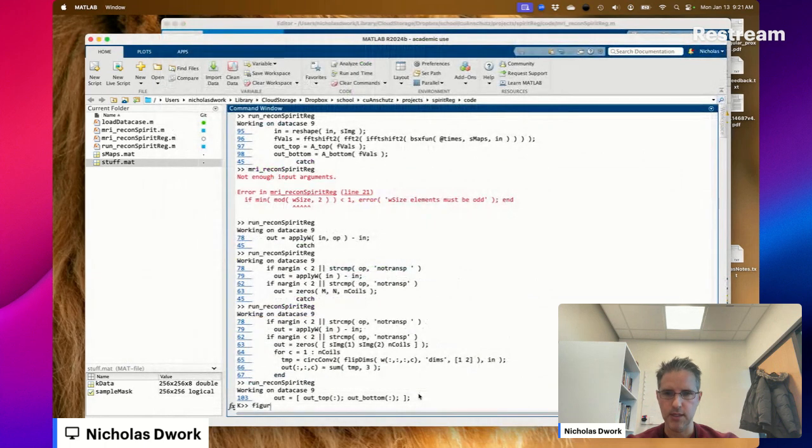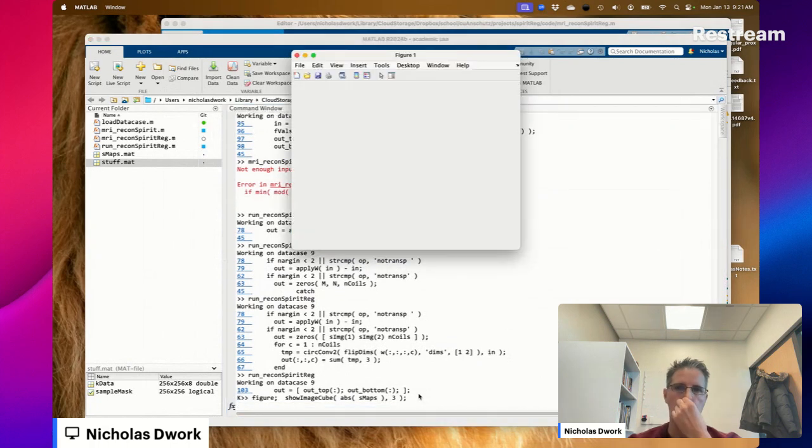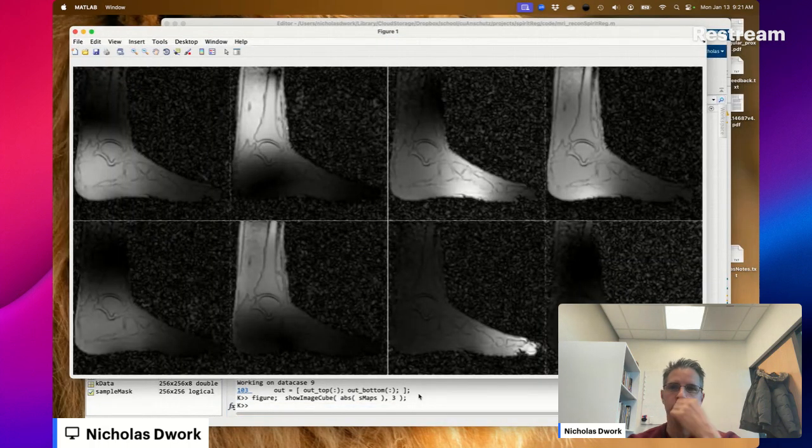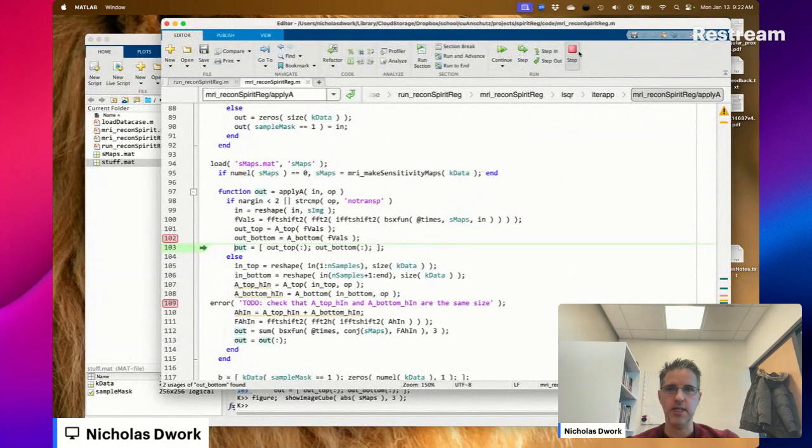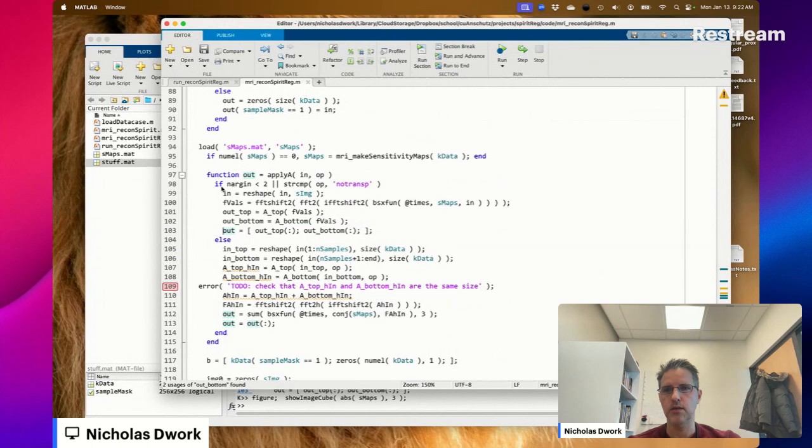All right, let's take a look at these sensitivity maps. Yeah, they look somewhat like sensitivity maps. You do see some of the structure of the ankle, which is not good, which is why people use SPIRiT instead. So hopefully that's in our future.